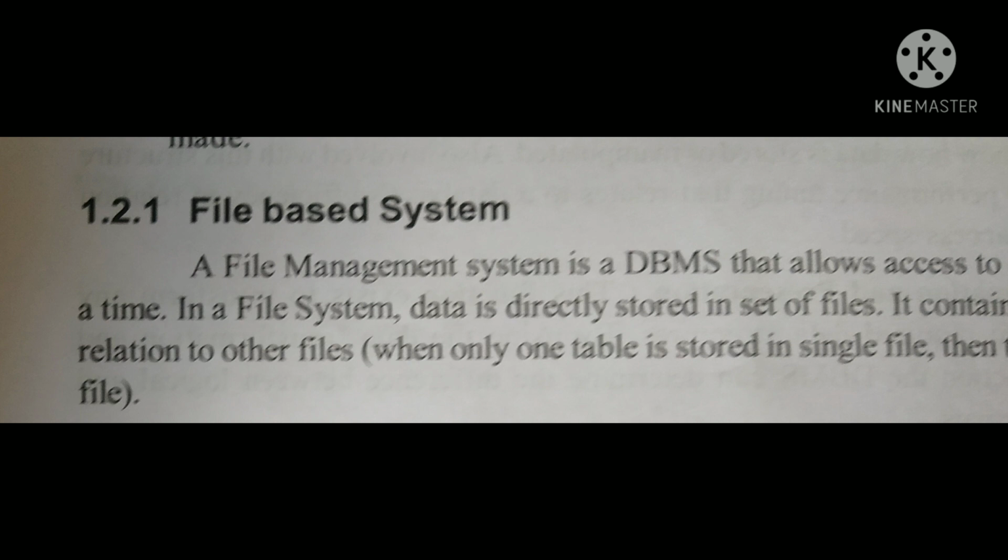Now let us discuss some basic points on the types of database management systems. There are different types of database management systems. First, the hierarchical database management system. Second, the relational database management system, known as RDBMS. Third, the network DBMS, and fourth, the object oriented DBMS.